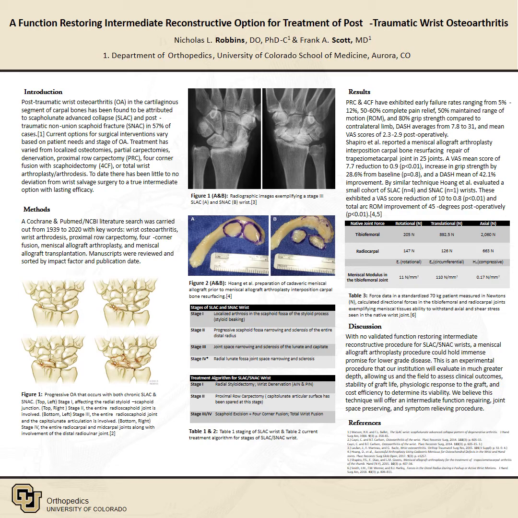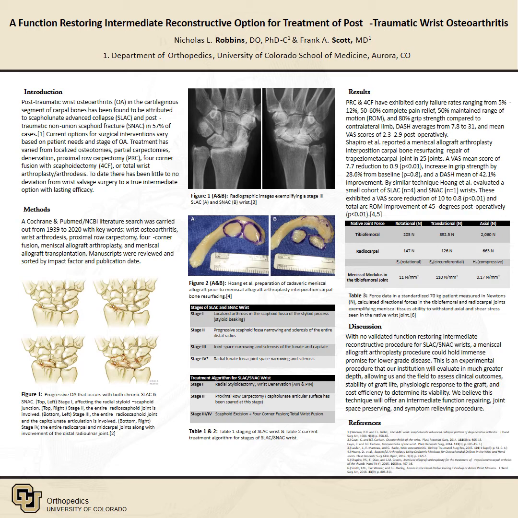with lasting efficacy. For this study, a Cochrane and PubMed NCBI literature search was carried out from 1939 to 2020. Proximal row carpectomies and four-corner fusions have exhibited early failure rates ranging from 5 to 12%, 50 to 60% complete pain relief, 50% maintained range of motion, and 80% grip strength compared to the contralateral limb, DASH averages from 7.8 to 31, and mean visual analog scale scores of 2.3 to 2.9 postoperatively.